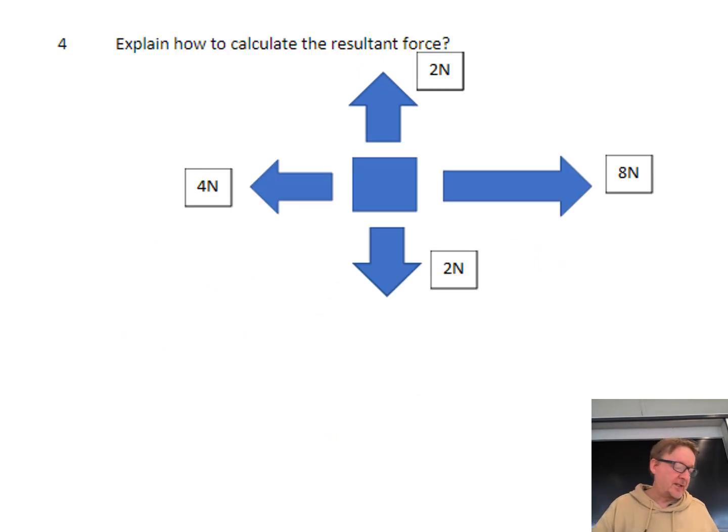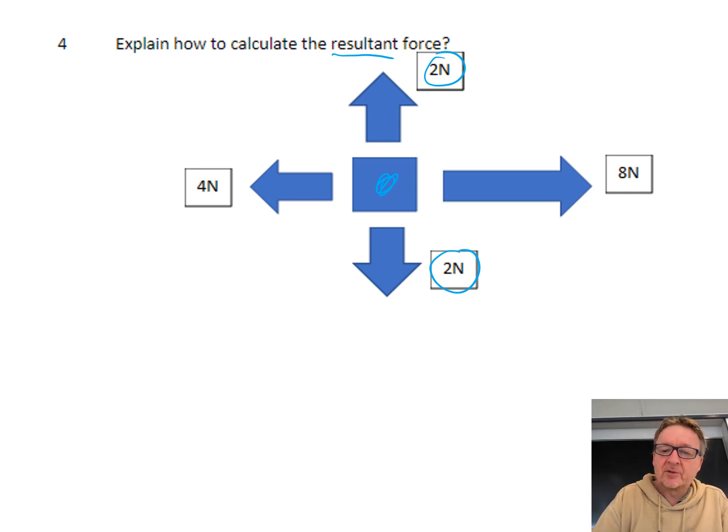Explain how to calculate the resultant force. So what you've got here is a resultant force. There's your object, and resultant means work out an answer. What you've got to do is look at all the individual forces and see what's happening. The force up is 2 newtons. The force down is 2 newtons. So they counteract each other.